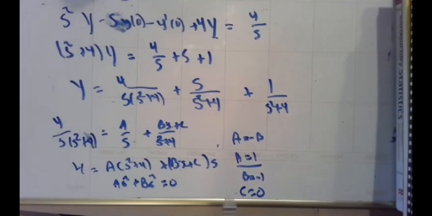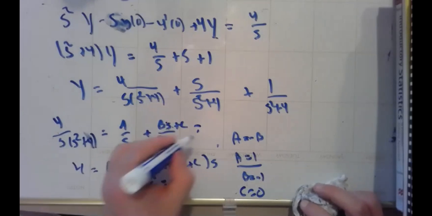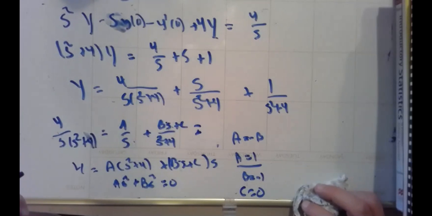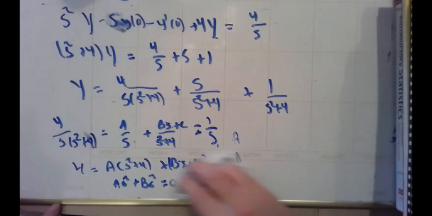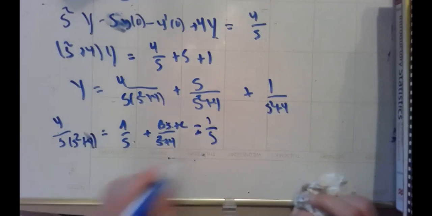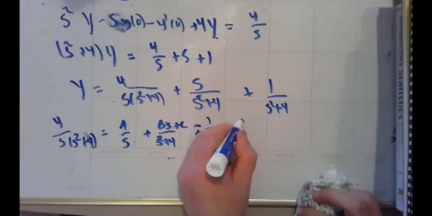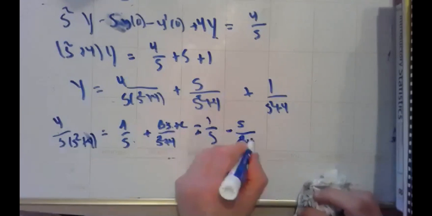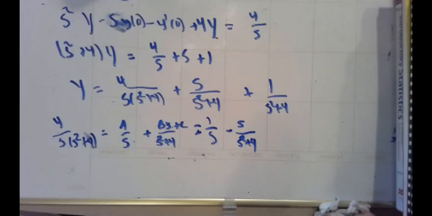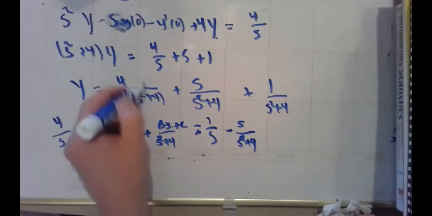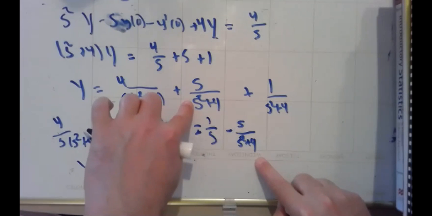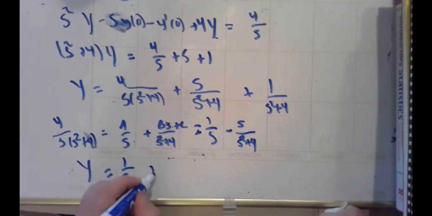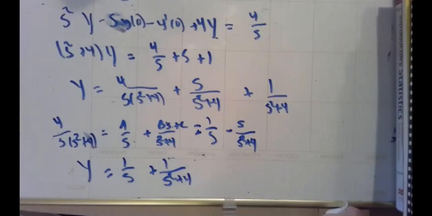So what we get, if my partial fraction was correct, is 1 over s minus 1 times s, so minus s over s squared plus 4. Okay, so that replaces this. So we get Y equals, hey, look, those two cancel. Remember, there was no cosine in the answer. 1 over s plus 1 over s squared plus 4.